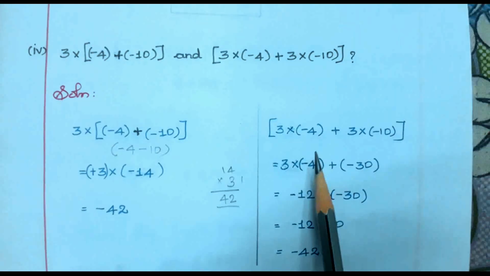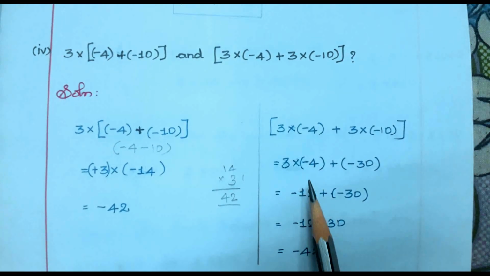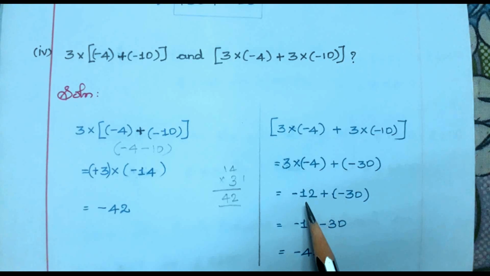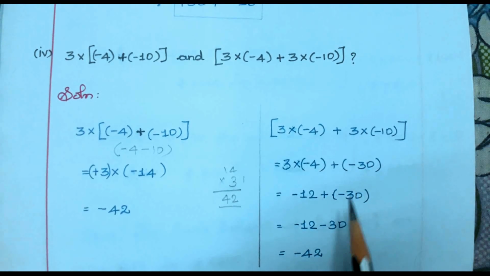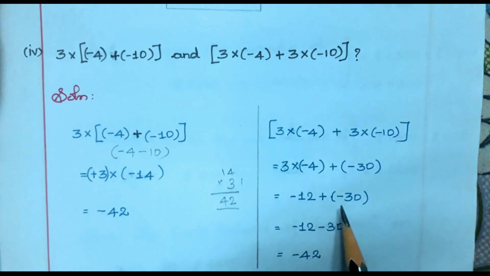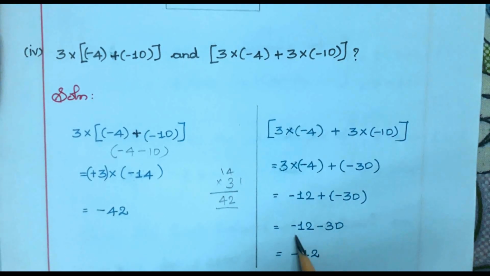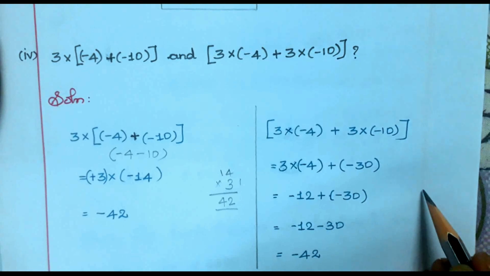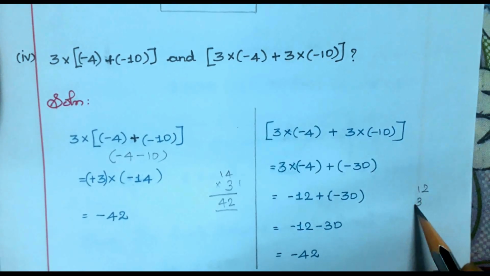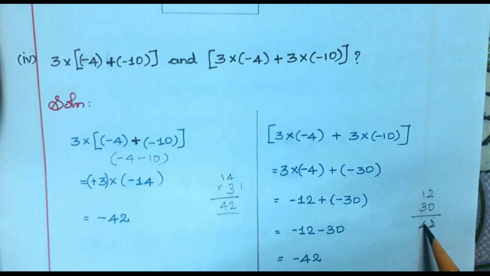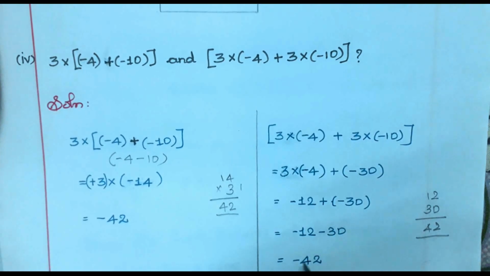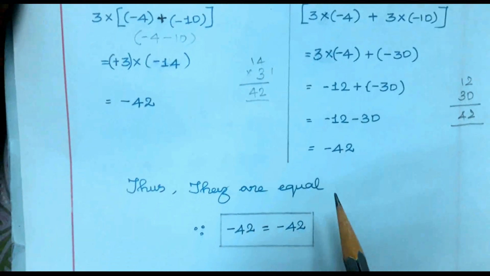Here 3 into minus 4 is nothing but minus 12, and 3 into minus 10 is nothing but minus 30. Okay. So, minus 12 plus into minus, minus 30, minus 12 minus 30. When you add, since both the numbers have the same sign, we are going to add. So, we are getting 42 and the biggest number sign is minus. So, we got minus 42.